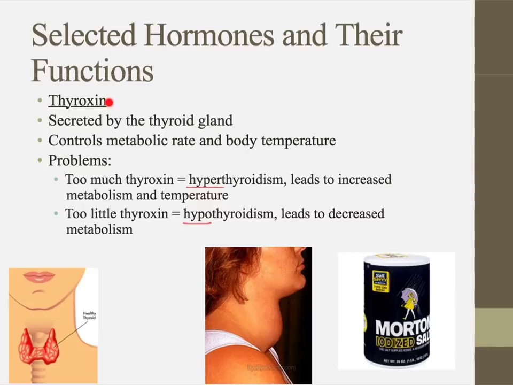Now, this thyroxine hormone has to have iodine, okay, in order to be synthesized. If you don't have enough iodine in your diet, your thyroid gland will swell and swell and swell to compensate. These have become a lot less common because we've put iodine into certain foods to help prevent these.